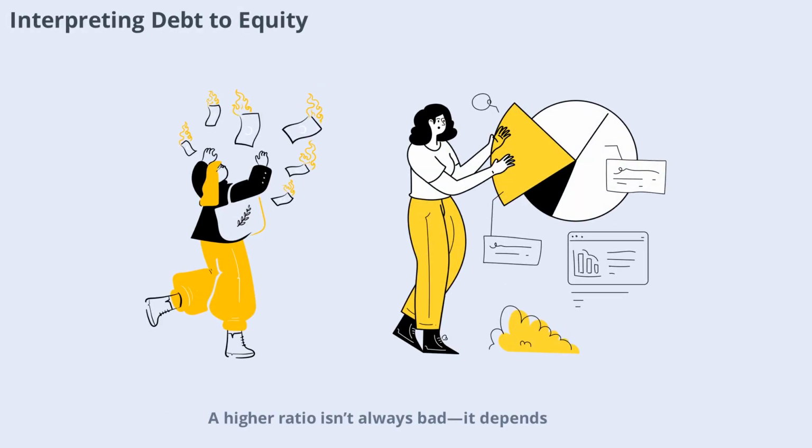Interpreting the debt-to-equity ratio requires context. A higher ratio isn't always bad. It depends on the industry and the company's growth strategy. Some industries, like utilities, operate safely with higher ratios, while others, like technology, may prefer lower leverage. It's important to compare a company's ratio to industry averages and consider its business model before making judgments. This approach ensures a fair and accurate assessment of financial risk.